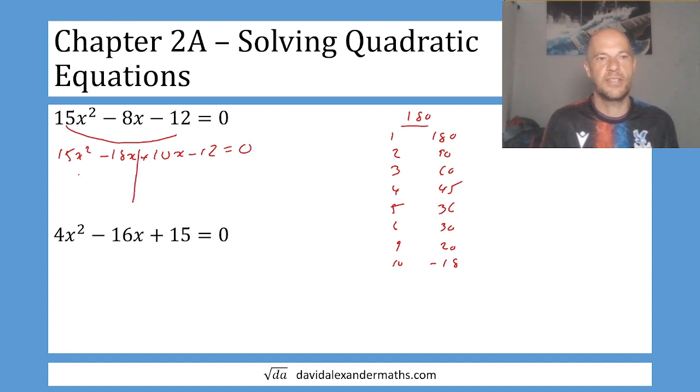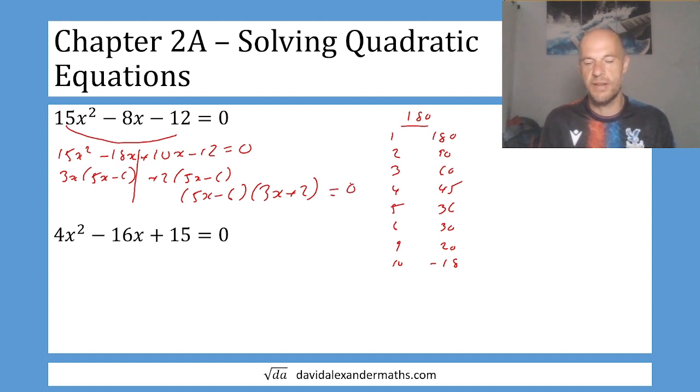Split down the middle, factorise both sides. So that's going to be 3x brackets 5x minus 6, and this is going to be plus 2, 5x minus 6. So I'm going to get two factors: 5x minus 6 and 3x plus 2 equals 0. So from this solution I'm going to get x is 6 over 5, and from the 3x plus 2, x is minus 2/3.